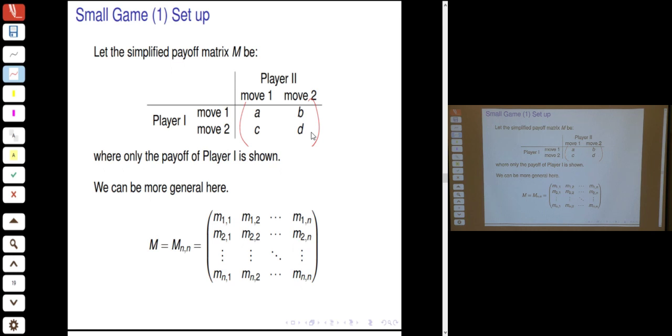Okay, so in terms of the payoff described as a tuple, this A, for example, corresponds to A for the first player and minus A for the second player. And we can be more general here. For example, it can be a two-player game with n strategies, each player having n strategies. So the payoff matrix will then be n by n, and it will look like this. Mij is the payoff for the first player when player 1 employs strategy i and player 2 employs strategy j.